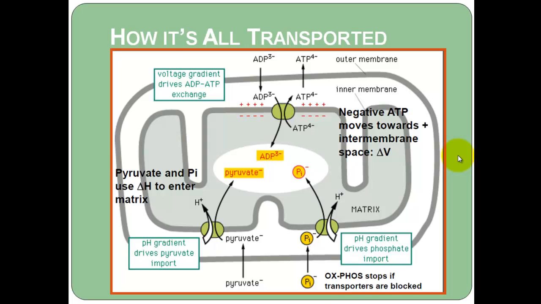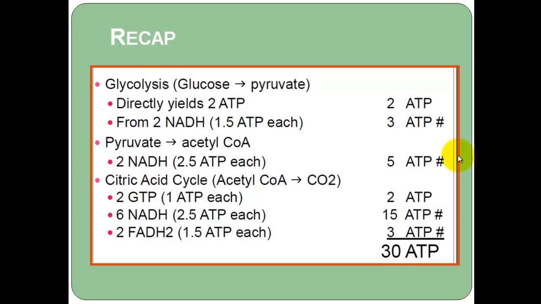And this slide shows how the different molecules are transported. Pyruvate and phosphate groups, which are negatively charged molecules, rely on positively charged hydrogen ions to be transported, and the pH gradient again depends on the hydrogen ion. To recap, let's look at the ATP count from all these processes. If you add up the ATP by assuming that 2 NADH produces 2.5 ATP, we find a total of about 30 ATP produced from the entire respiration cycle.